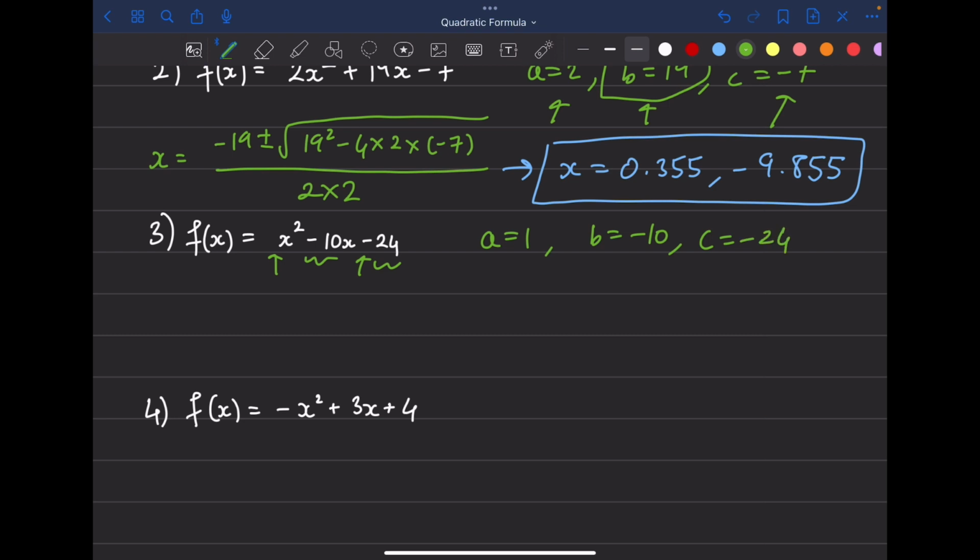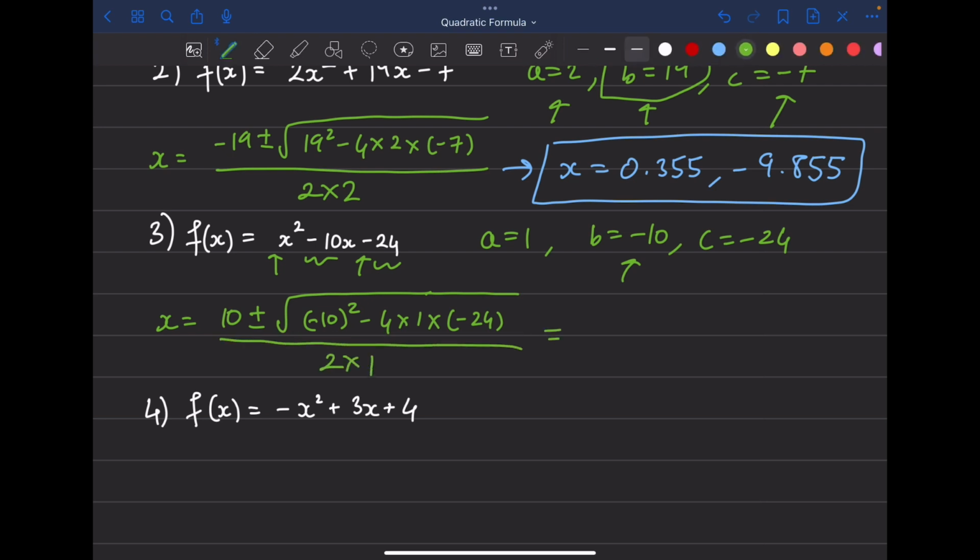Now let's put it into the formula. So x is equal to negative b, which is 10, because if b is equal to negative 10, then the negation of b is equal to 10. And plus minus the square root of negative 10 squared minus 4 times a, where a is equal to 1, and then c is equal to negative 24, all over 2a. In this case, a is equal to 1, so it would be 2 times 1.